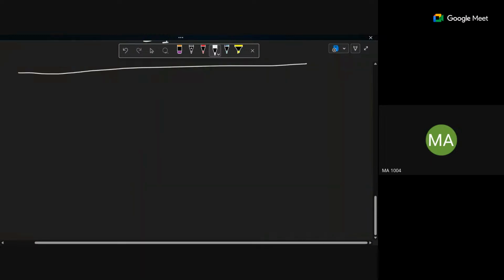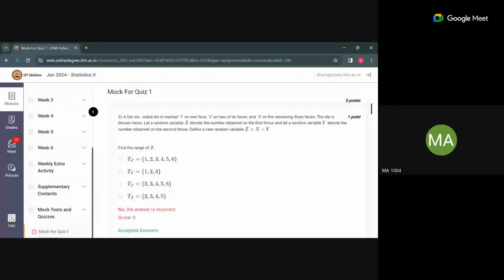So should we go to the second one? Yes, ma'am. A fair six-sided die is marked 1 on one side, 2 on two sides, and 3 on the remaining three faces. The die is thrown twice. Let the random variable x denote the number obtained on the first throw, and let the random variable y denote the number obtained on the second throw. And z is a random variable defined as x plus y. So what can be the range of z?